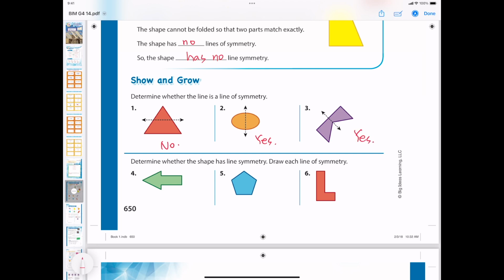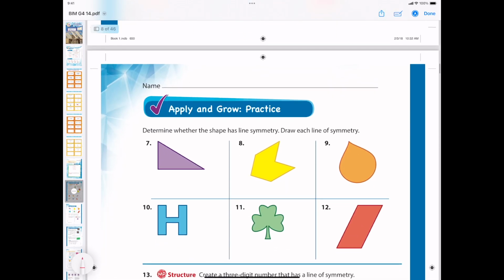And this one, determine whether the shape has line symmetry. Draw each line of symmetry. Maybe this arrow can be folded in here like that. And yes. This one, you can find 1, 2, 3, 4, and 5. This is a pentagon and it has 5 lines of symmetry. So this is yes. What about the L? Oh, you cannot find any. Not here, not there, not this, nothing. Okay, so no. Alright, let's move on.